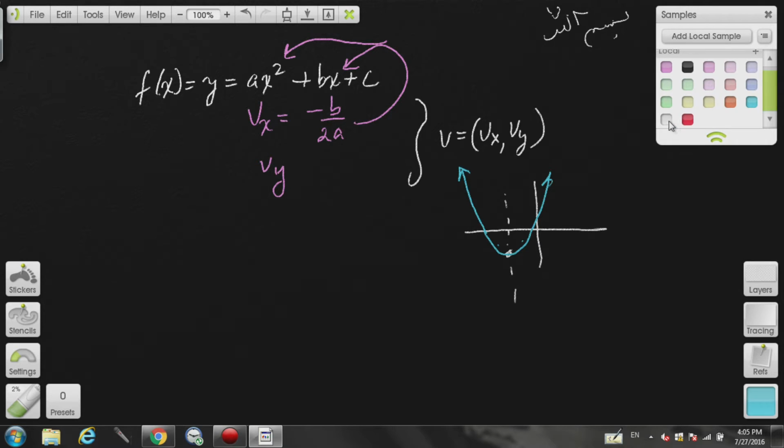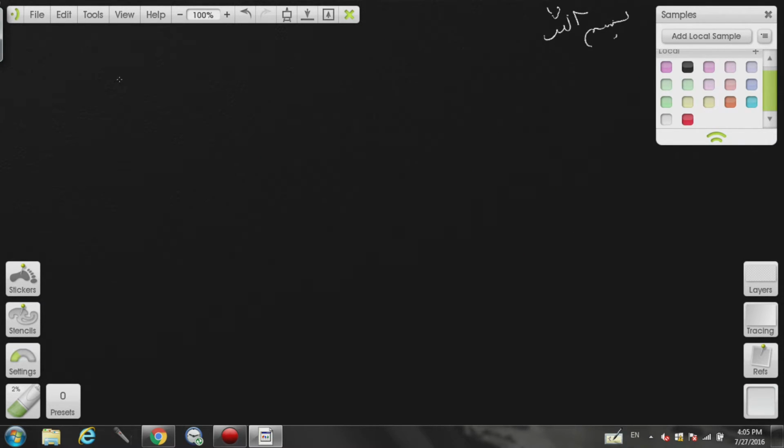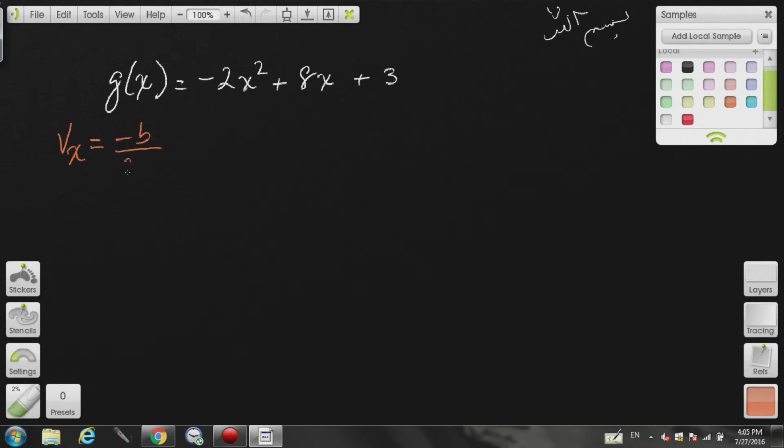So let's do another example, shall we? How about this one? Let's call this g of x. Minus 2x squared plus 8x plus 3. Okay, fair enough. Let's see how that looks. Well, this is in the standard form, so we know that we have to find the vx first, the x-coordinate of the vertex, and that's given by opposite of b over 2a.